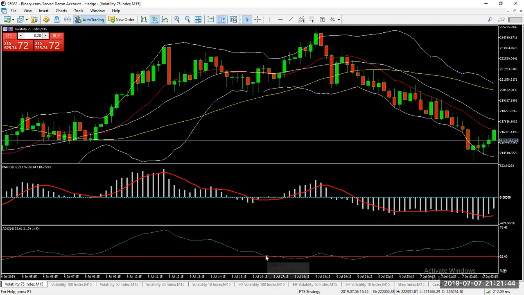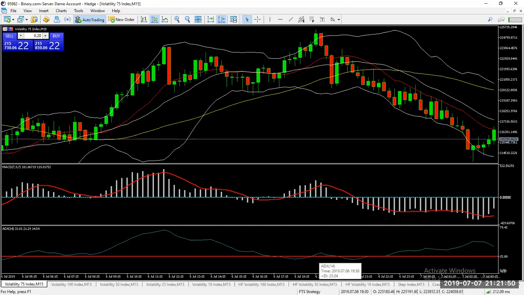So this place, you can tell is flat. It is just flat here on the ADX. So you don't trade that. You make sure there's at least a little distance between the ADX and the 25 line.